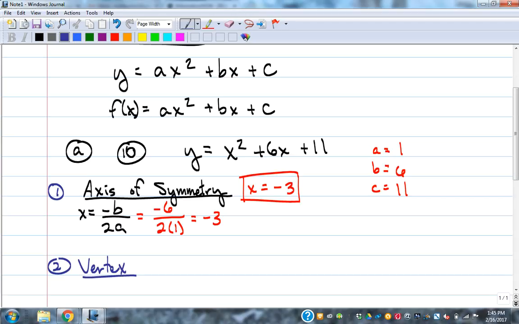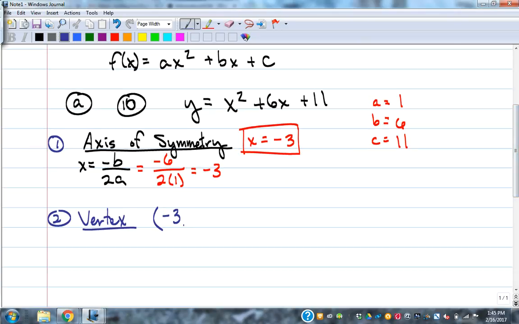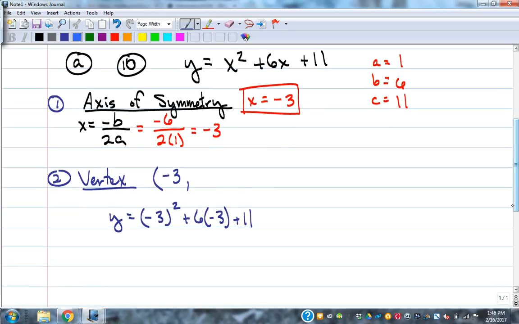Okay, if you look at the formula that I've got written there for vertex, it's an ordered pair. So we're looking at a point. The x value of that ordered pair is the negative b over 2a. That's the same number that the axis of symmetry is. So our vertex has the negative 3 in the x place. To find the y value, if you got an x value, you just plug it in. So we plug in negative 3 in the place of x in the problem. Okay. And work it out.